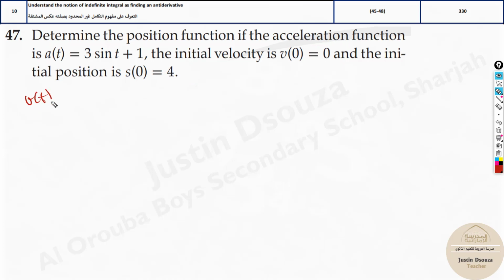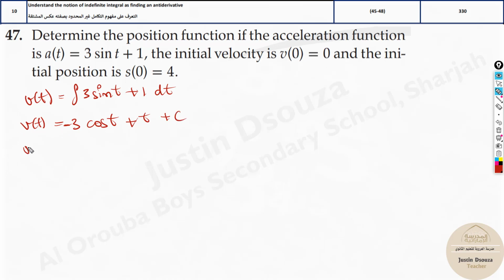So velocity with respect to time would be the integral of 3 sine t plus 1 dt. Now what will be the integral over here? It will be 3, and now the answer is cosine t. Whenever you get the answer of an integral as co-functions, in the sense cosine, cotangent, cosecant, you have to put a minus sign. Plus 1 means you have to write t. That's it. Plus c.